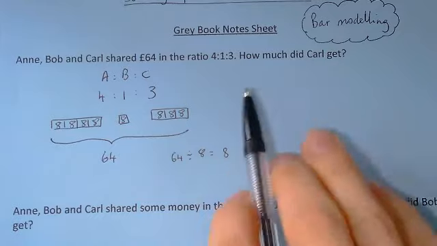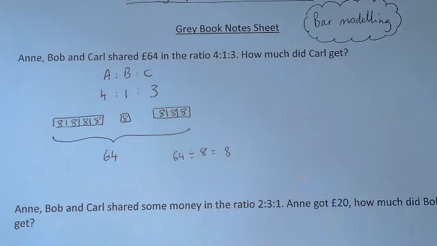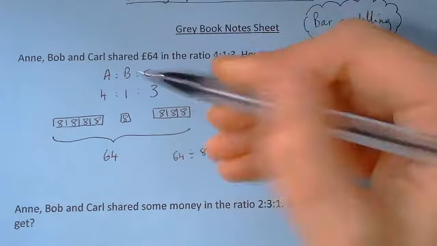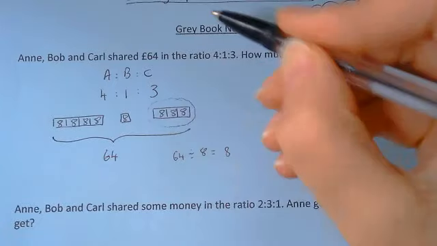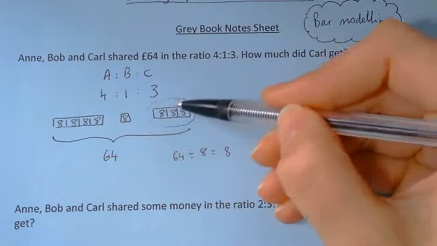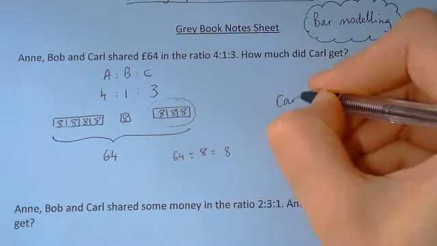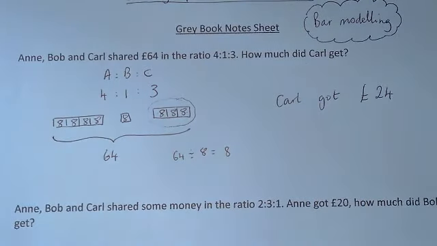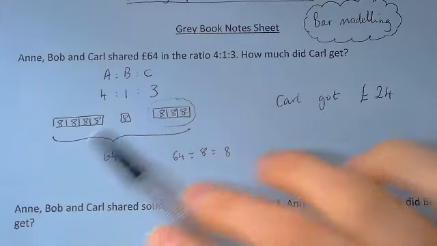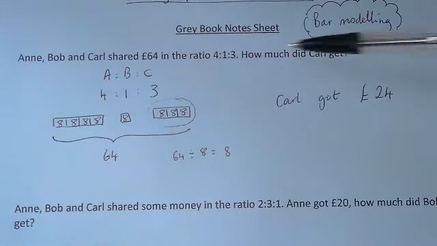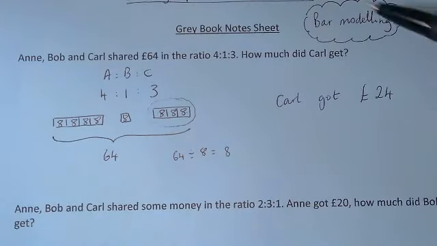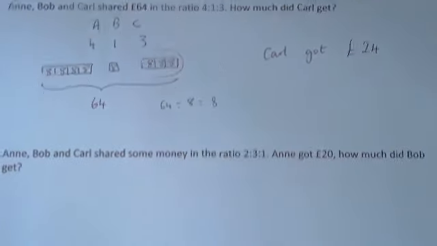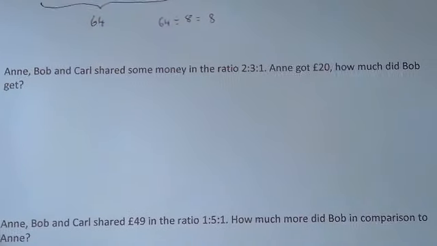Right, now let's actually read what the question wants. It says, how much did Carl get? Well, look, Carl was C, so this is Carl. So how much did Carl get? 8, 16, 24. So Carl got £24. Okay? We don't care what Anne and Bob got. In fact, all it wants to know is how much Carl got. Okay, so that is £24. Right, let's have a look then at the next one, if I can squeeze it in.